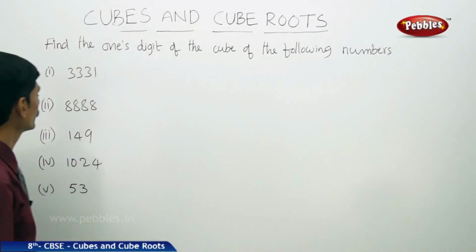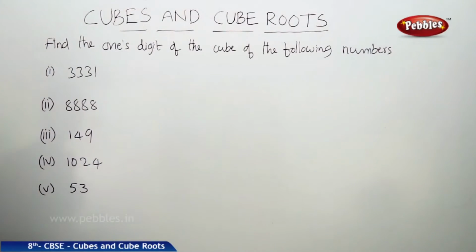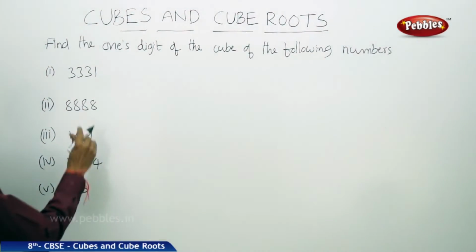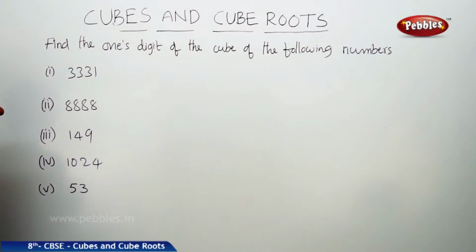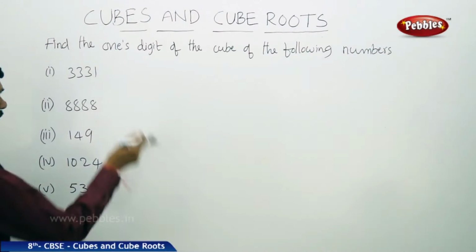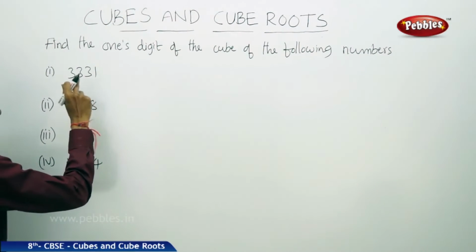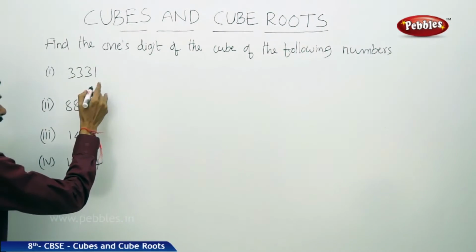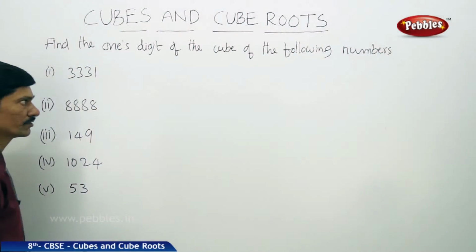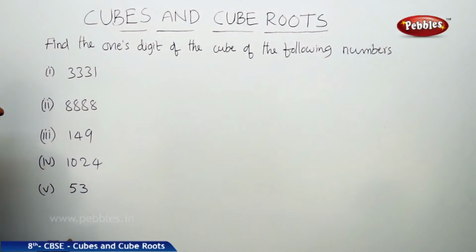Now let us solve a problem. Find the ones digit of the cube of the following numbers. Now the given number is 3331. So we have to find the units digit of the cube of this number. First you see the units digit of the given number. It is 1. Then 1 cube equals to what? So 1 cube is 1 into 1 into 1. So it is also 1.